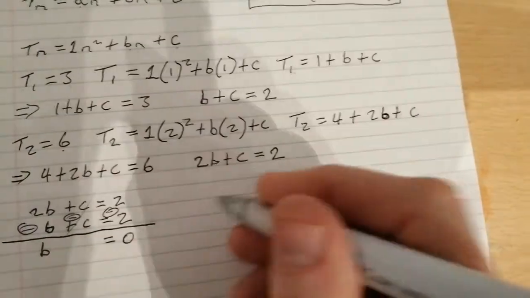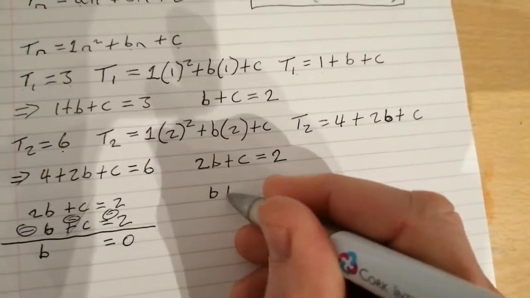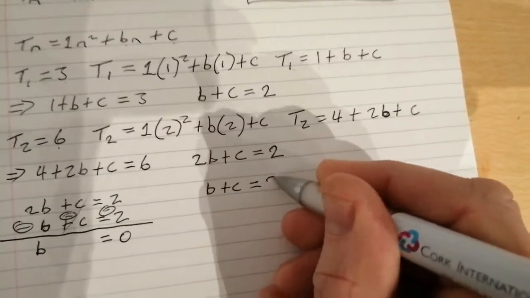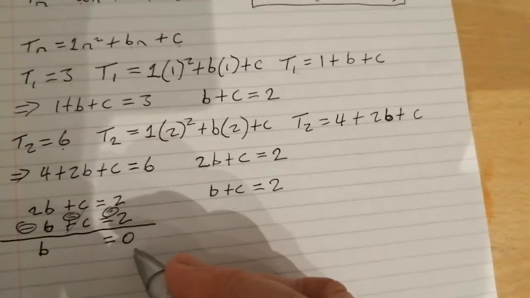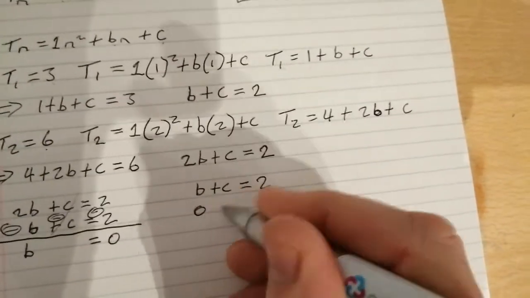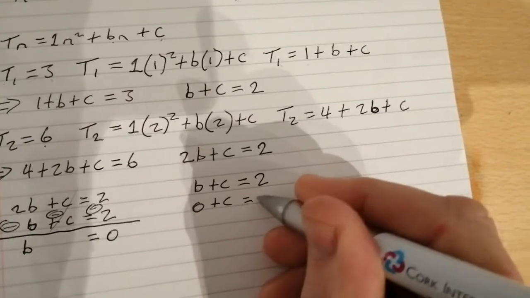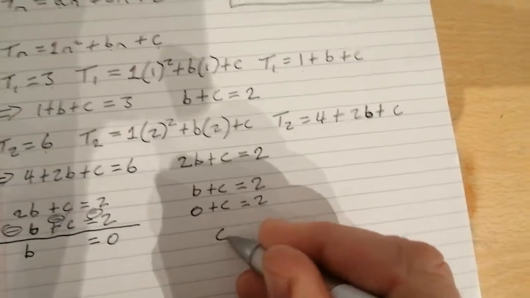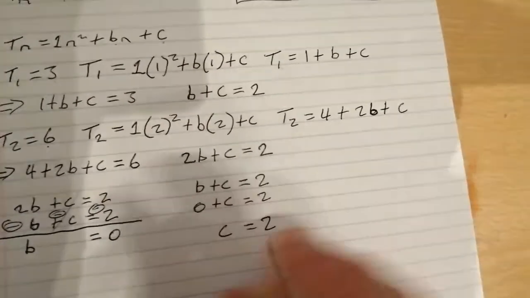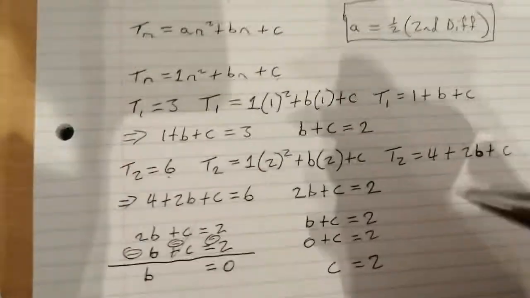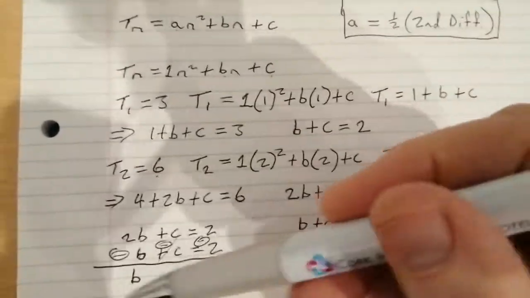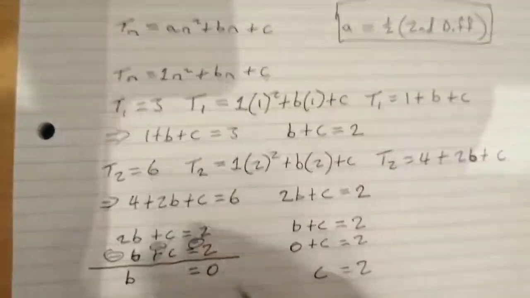So what I'm going to do is take one of my equations again, b plus c equal to 2. I'm going to sub b equal to 0 into it. 0 plus c equal to 2. Well, that just means that c is equal to 2. So all I'm left to do now really is to sub my value for b and my value for c into this term n equation.